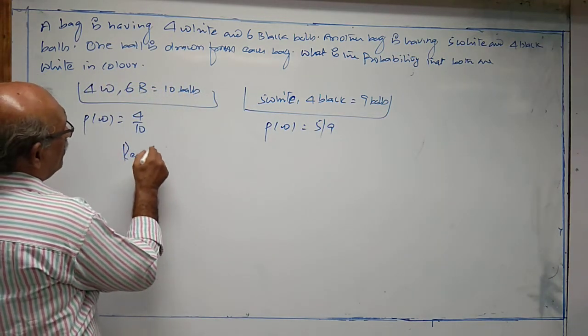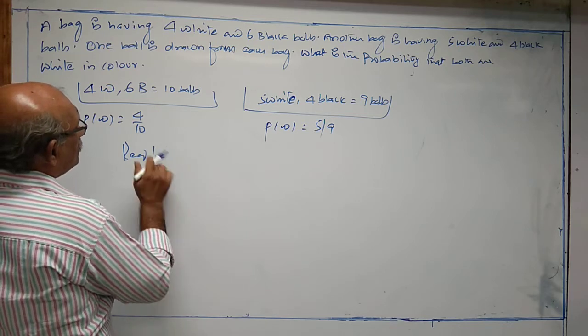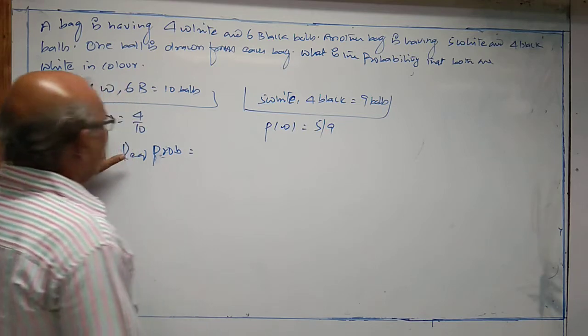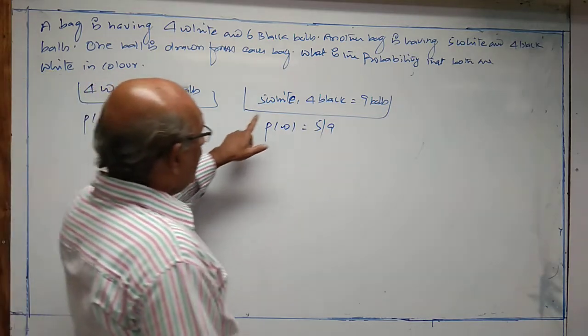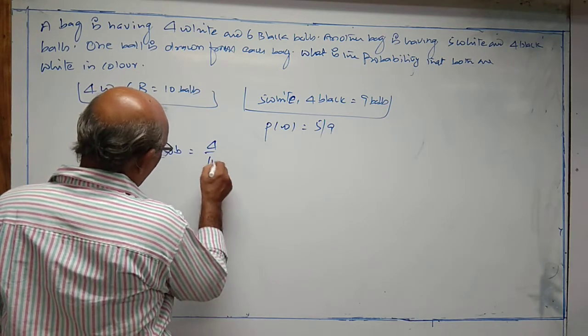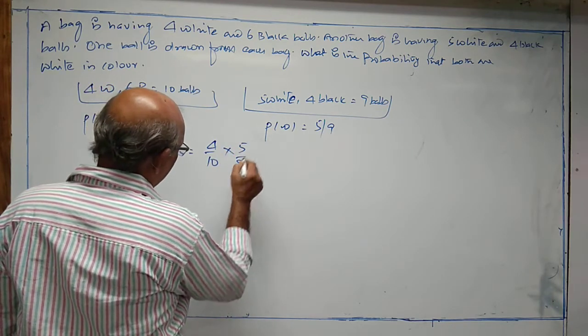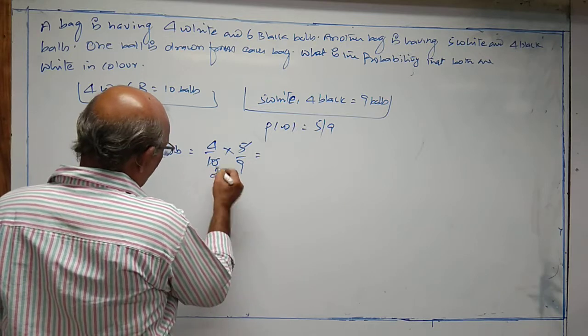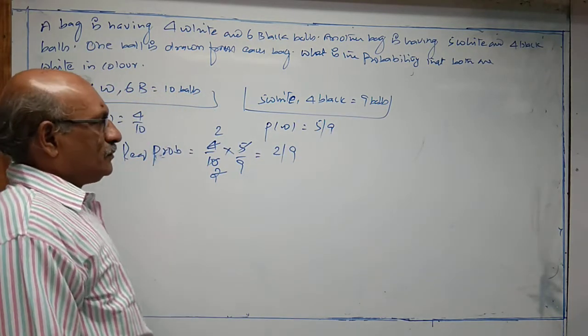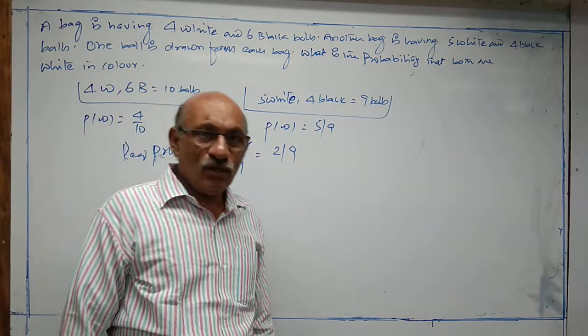So required probability is equal to probability of drawing white ball from the first bag into probability of drawing a white ball from the second. So this is 4 by 10 into 5 by 9. 5 will go 2 times, 2 will go 2 times, answer is 2 by 9. Note down the question, sir.